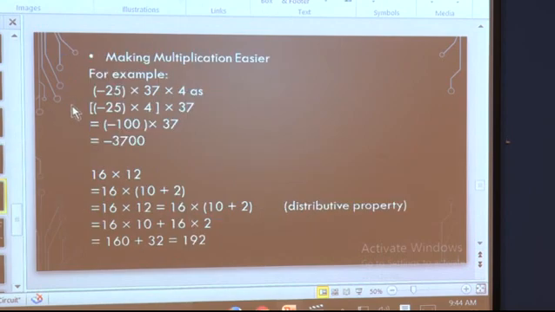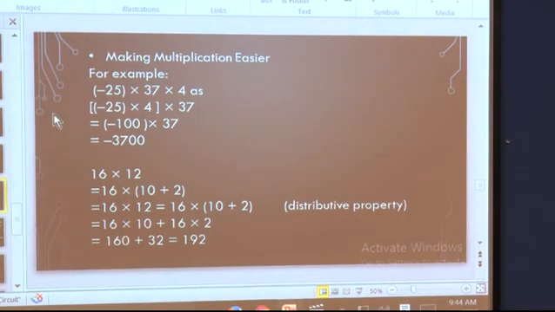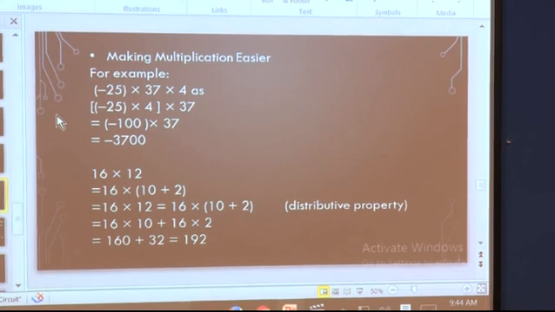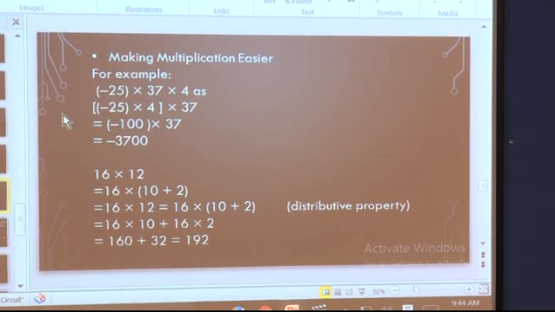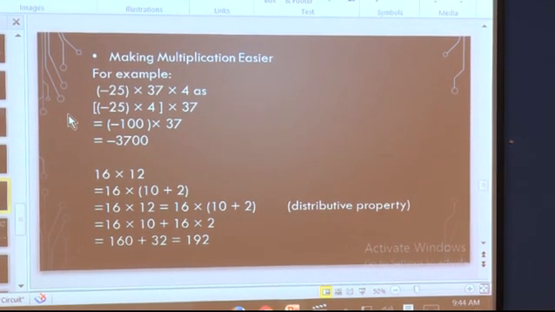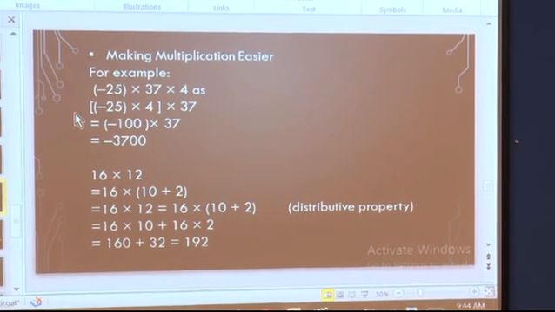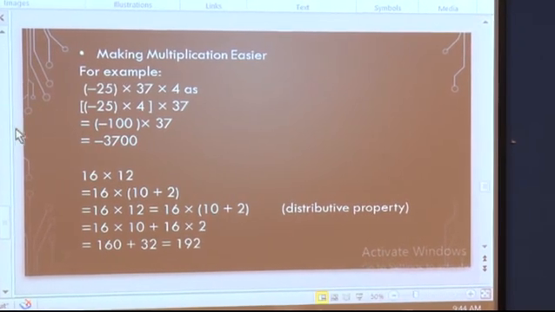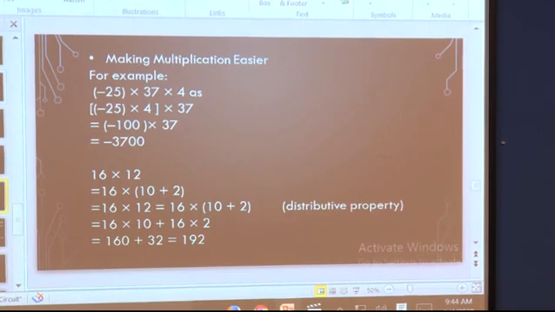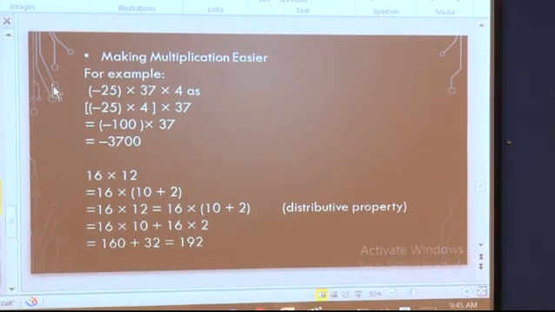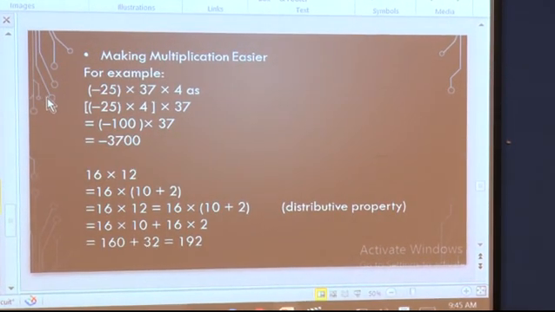Now, making a multiplication easier. When we have a multiplication you find very hard, I will give a simple trick for how we can do multiplication more easily with integers. You know, when we multiply with 0 we get 0. When we multiply any number with 100 or something, we can use the magic of 0 and get the answer very easily.